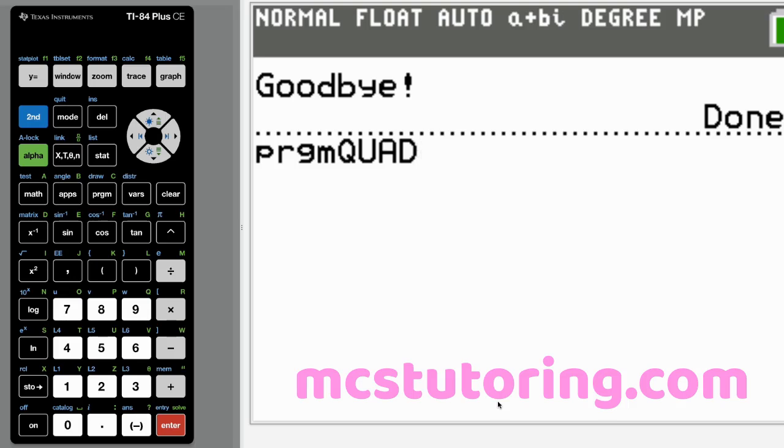Hello and welcome. We're going to do a walkthrough of the quad program, free at mcstutoring.com. I'll put a link in the description. So you're going to go to program, quad.